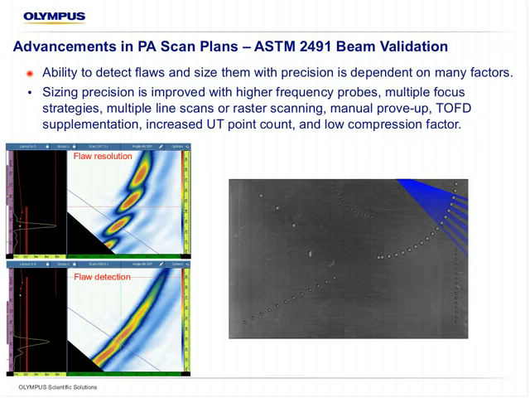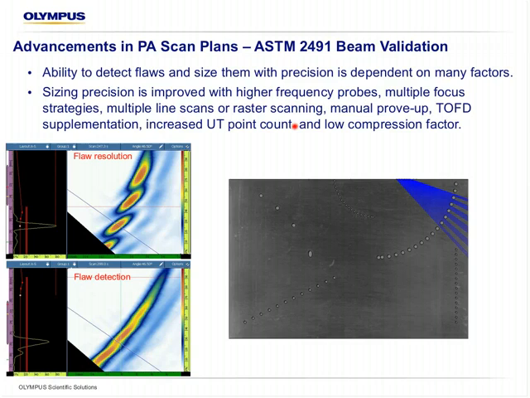The ability to detect flaws and size them with precision is dependent on many factors, including the probe frequency and aperture. The sizing precision is improved by use of higher frequency probes, multiple focus strategies and multiple group, multiple line scans or raster scanning, manual prove up with probe in hand, TOFD supplementation, and increased UT point count, which is the same as the low compression factor on the A-scan.